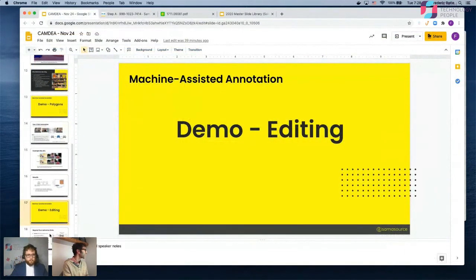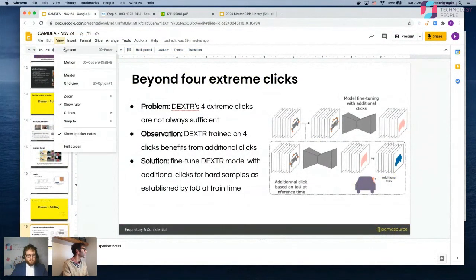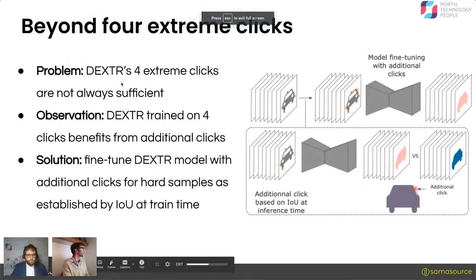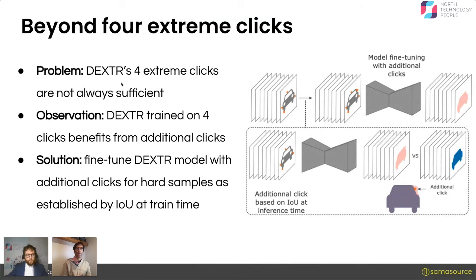And the idea is that the 4 extreme clicks required by Dexter are not always sufficient. So what we did is to sample hard examples and add an additional click during the training time, so that at inference time, the model could deal with a 5th, 6th, or 7th click if the shape is complex enough that this is necessary.